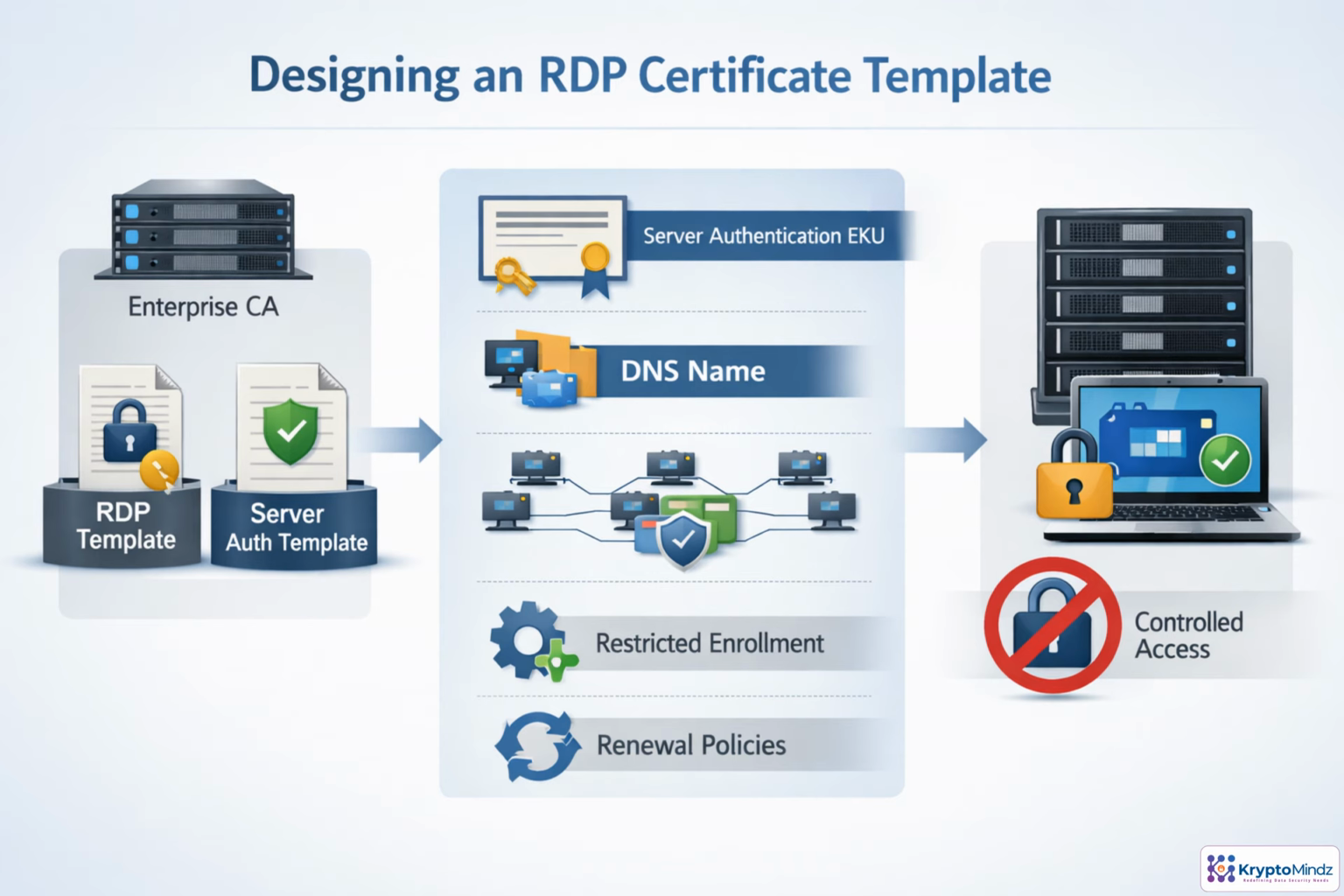Designing an RDP certificate template starts with purpose. Ensure it includes the server authentication EKU so it's valid for TLS. Then get naming right. Let the subject and SAN be built from the server's DNS information so clients can reliably match certificates to hosts. Next, lock down who can enroll. Limit enrollment or auto-enrollment to known RDP server groups. Finally, review renewal settings so certificates rotate before expiry and you avoid last-minute surprises.